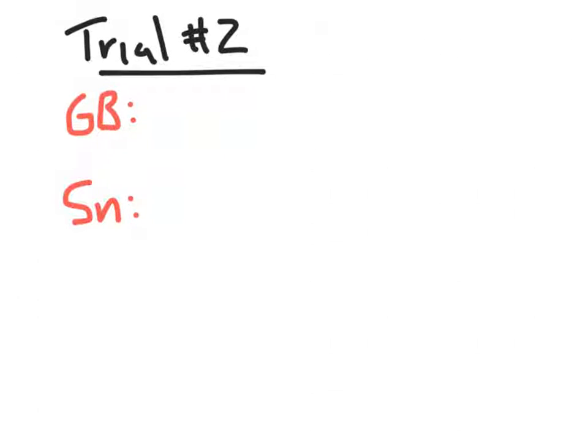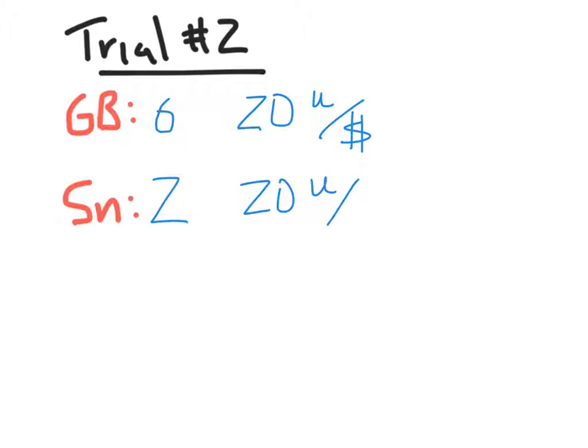So in trial number 2, Michael is consuming 6 granola bars a week and enjoying 20 utils per dollar for the last granola bar consumed, and he's consuming 2 Snickers per week and also enjoying 20 utils per dollar for the last item consumed there. So he's fulfilling the rational spending rule. He's allocating his spending between granola bars and Snickers to make the marginal utility per dollar the same for each.